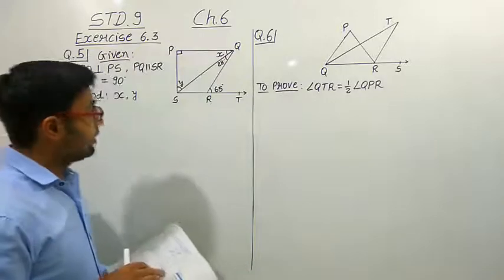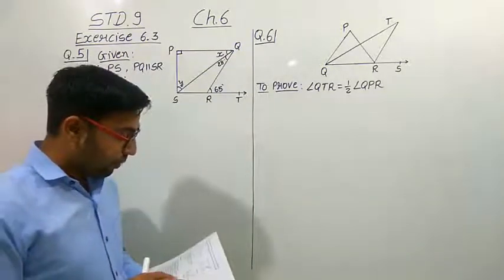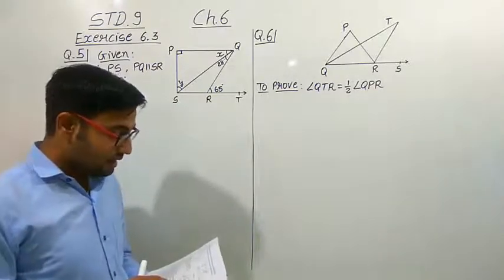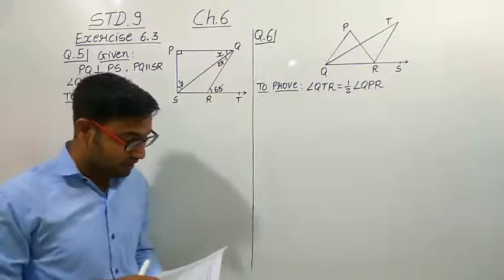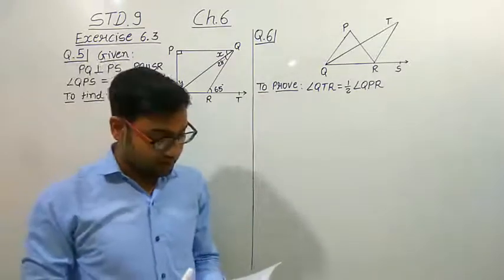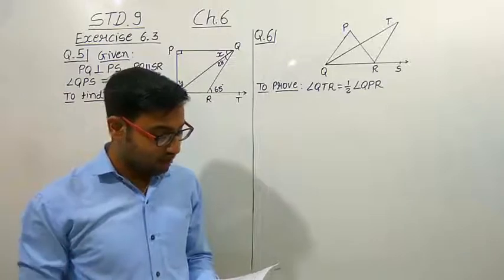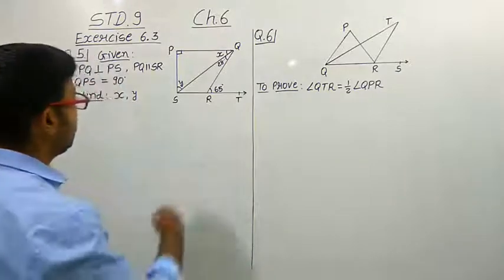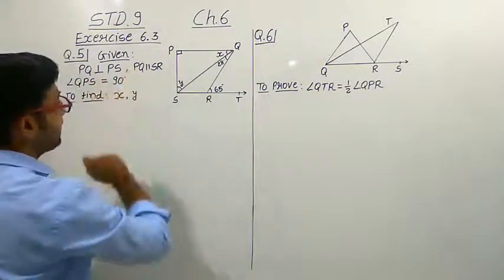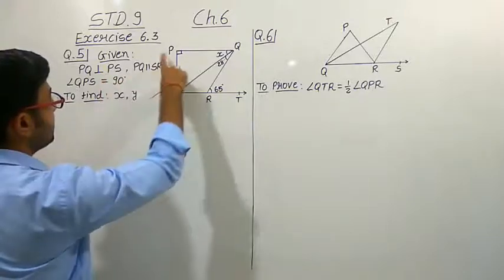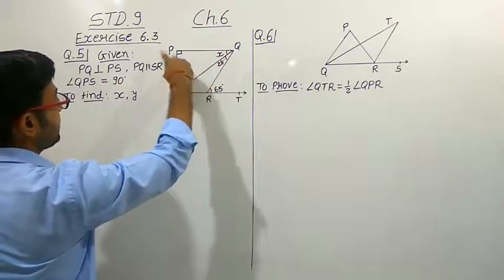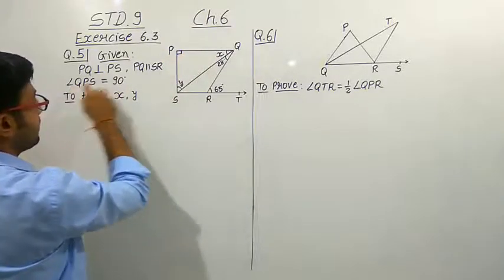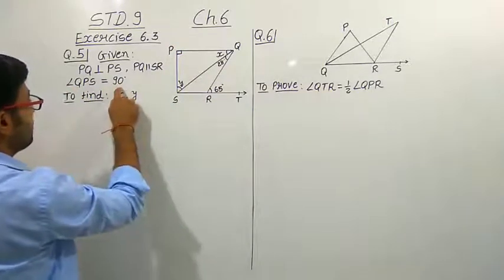in the given figure, if PQ is perpendicular to PS and PQ is parallel to SR, angle SQR is equal to 28 degrees and angle QRT is equal to 65 degrees, then find the values of X and Y. So see, first of all, let us understand the diagram. We are given that PQ is perpendicular to PS. That means the angle formed here is 90 degrees.